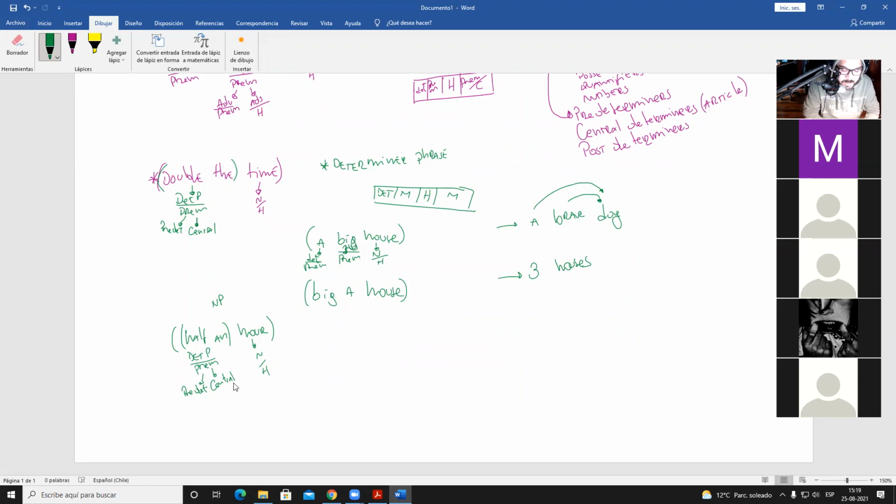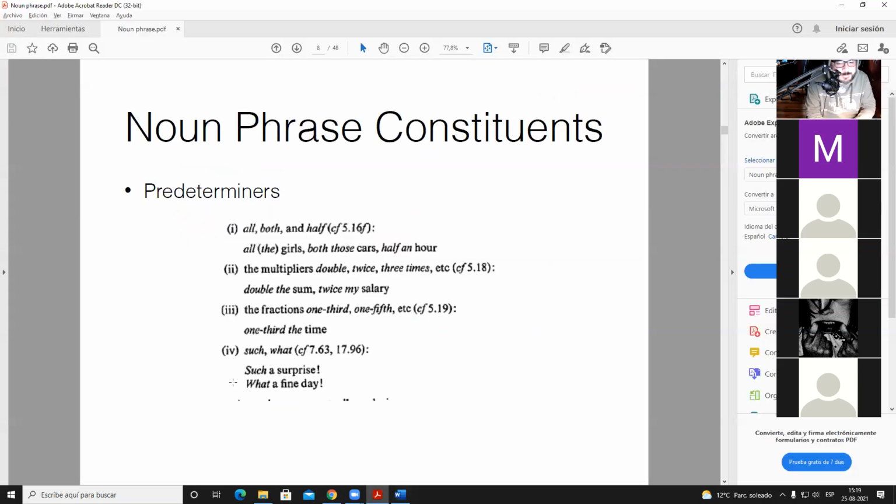Again, let's remember that articles are central determiners, and in most cases every single thing that you can find in front of them is a predeterminer, and every single determiner you can find after them is a post-determiner. All, both, half. The multipliers: double, twice, three times. Take a look at that: three times the sum. Three times is a multi-word unit. The fractions, 1/3, 1/5.